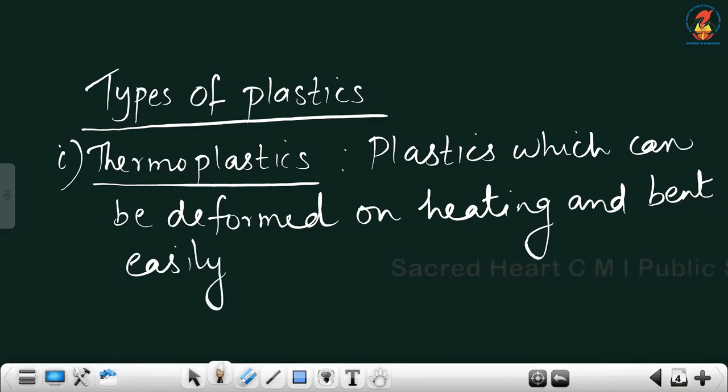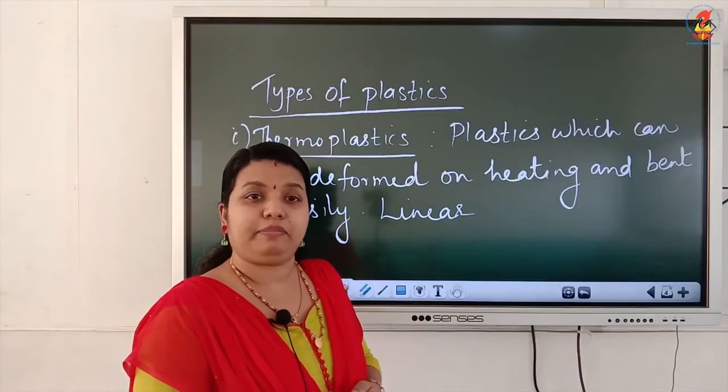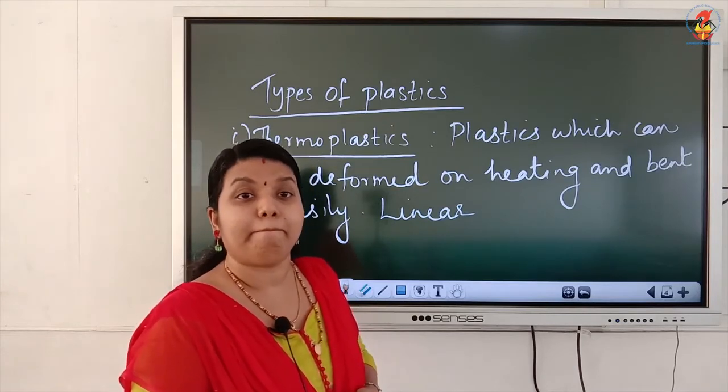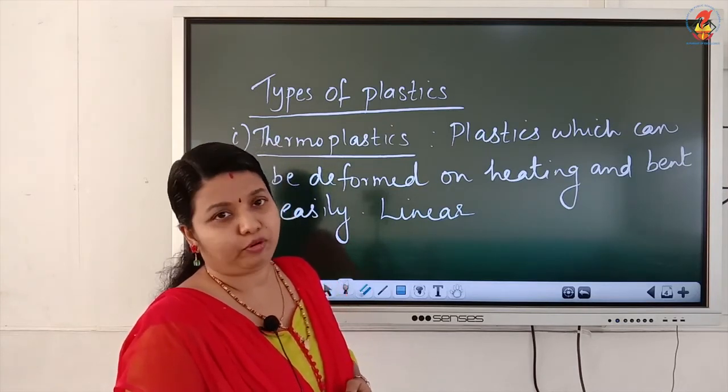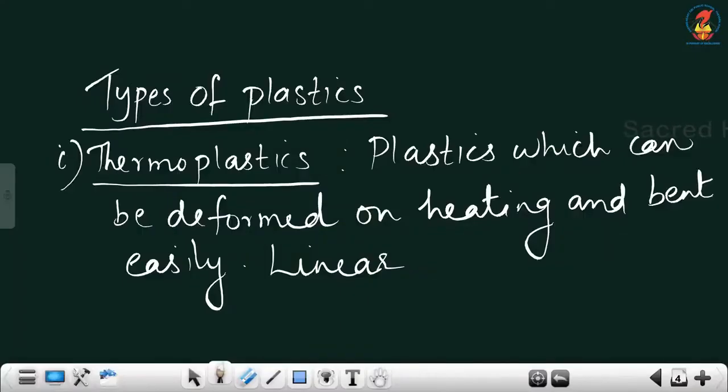Plastics which can be deformed on heating and can be bent easily are known as thermoplastics. And here the arrangement of monomer units is linear. In thermoplastics, the monomer units are arranged in a linear manner. So these are the two important points that you have to remember under thermoplastics.